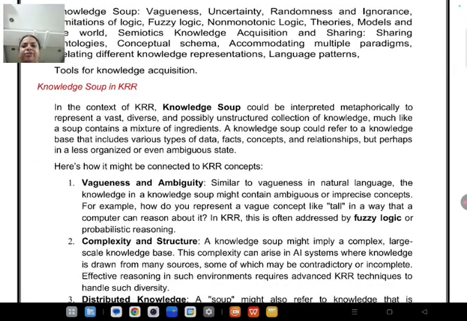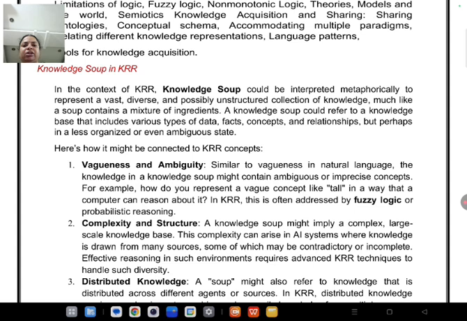First, we will start with knowledge soup in knowledge representation, KR. Knowledge soup is related to the mixing of different ingredients, or different knowledges. Whenever we are representing knowledge, we will check with different types of data, different types of facts, concepts and relationships. Whenever we are making knowledge with the help of multiple information, that can be called a knowledge soup.